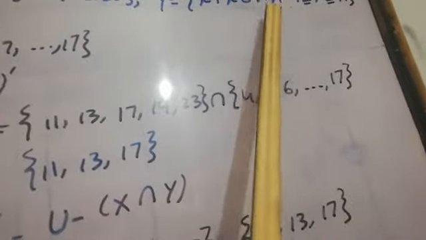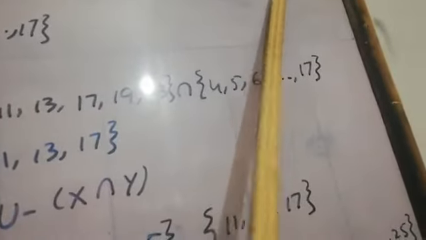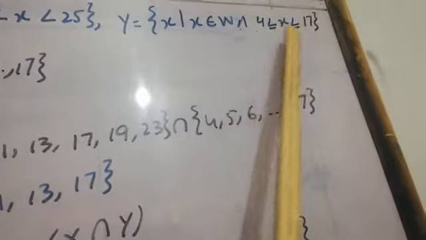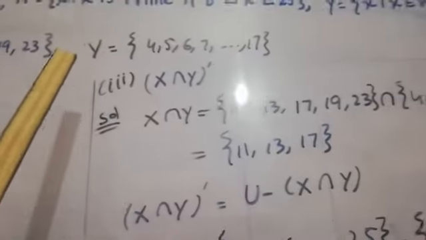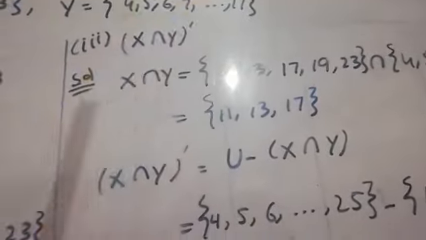Now y is the set of W, meaning whole numbers, and x is from 4 to 17. From 4, and 17 also included. So we will start from 4 and go up to so on 17.